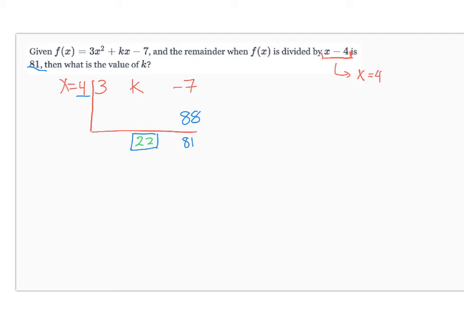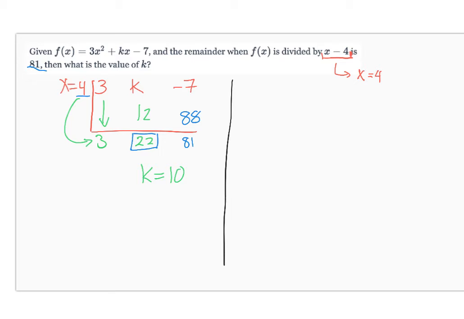So then we end up with this k plus something is 22. We don't know what that is yet. Okay, so I'm going to work forwards. I'm going to bring my 3 down. 4 times 3 is 12. K plus 12 is 22. That means that k has to be 10.